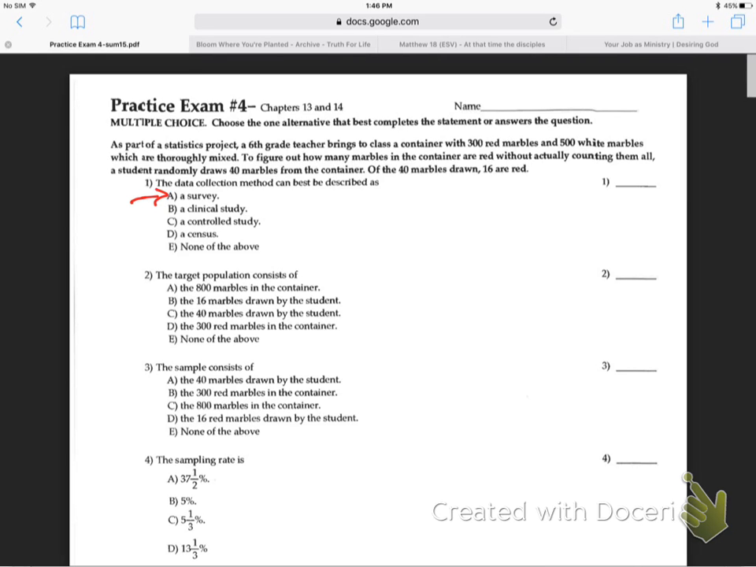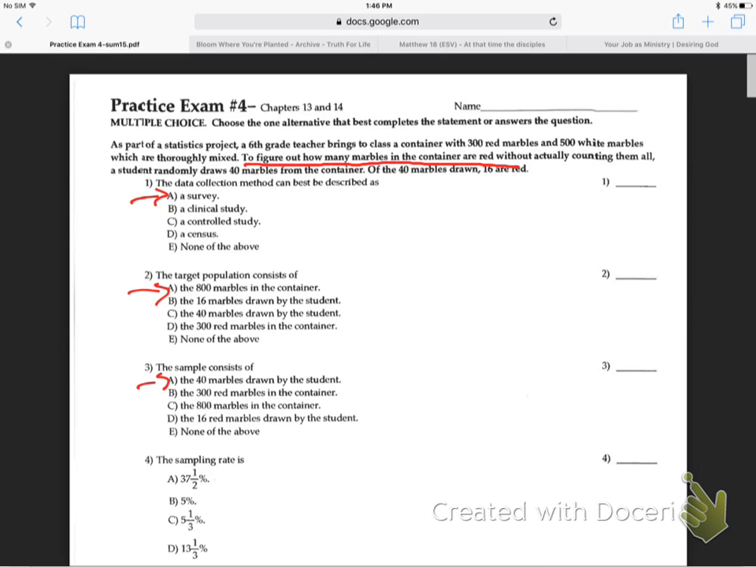Target population. What's the target? Target's what you're aiming at. What do you really want to know? This confuses people a lot. Target is, just think real life. Why are they grabbing marbles out of this bag? What are they trying to do? It says to figure out how many marbles in the container are red. Like they want to know about all the marbles in there. So it's the 800. The goal is to know about the 800 marbles in the container, right? Just like when they take a poll before the election, they want to know what the whole country is going to do. That's the goal. The sample is the marbles that were grabbed, the 40 marbles that were grabbed.